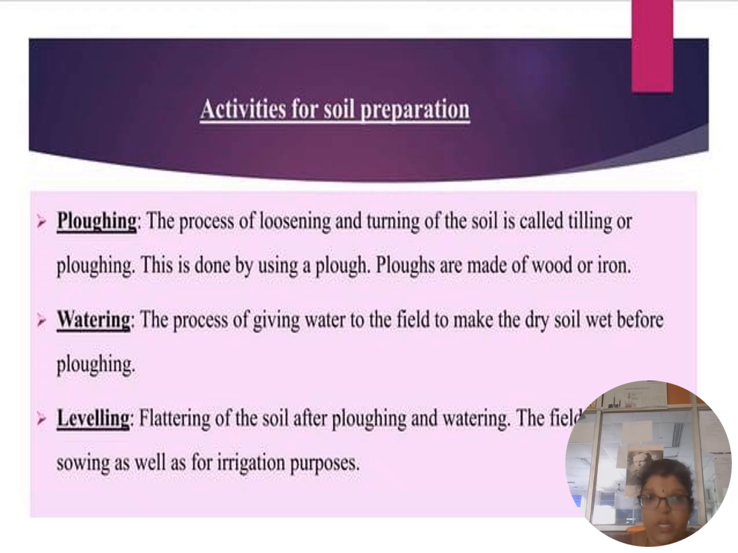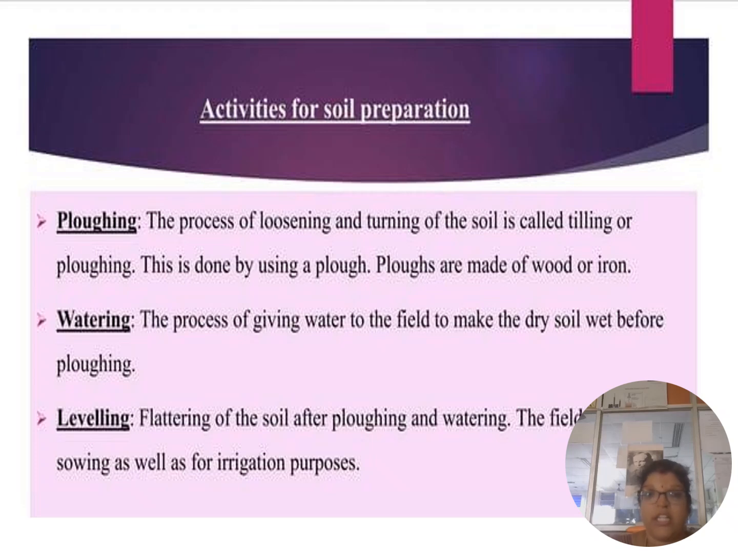So first one is plowing. This is a process of loosening and turning the soil, that is making the soil suitable for crop cultivation. The soil should be very fine, that is called tilth. This process is called tilling. It is done using the plow. Plows are made up of wood or iron.